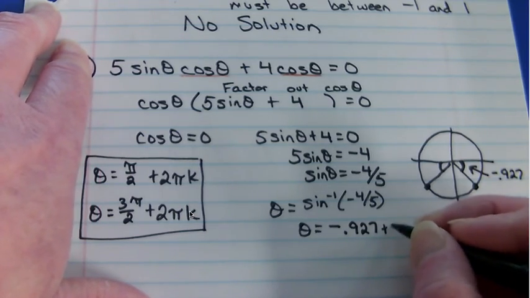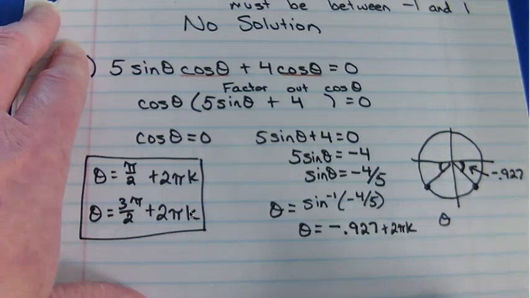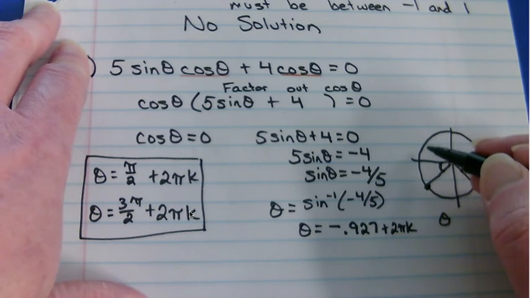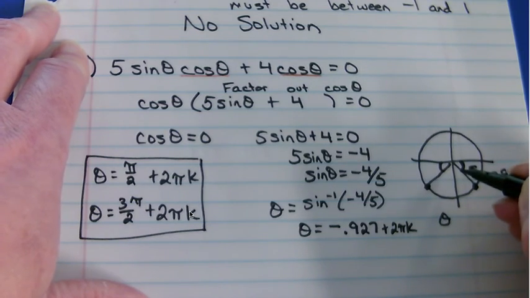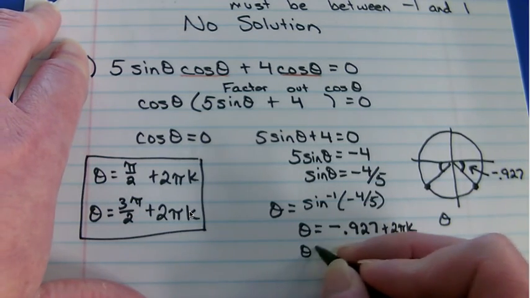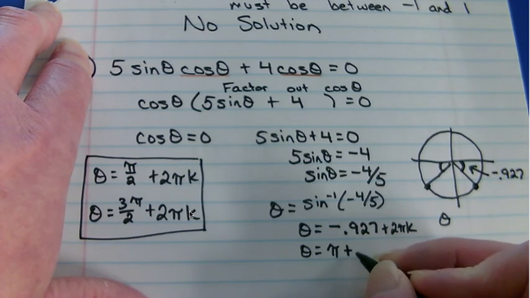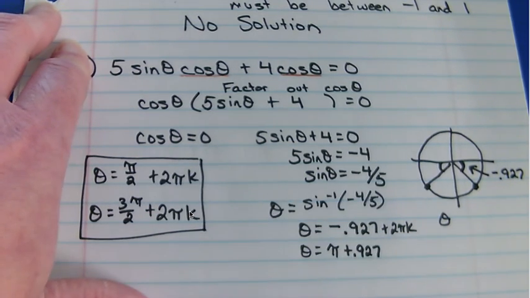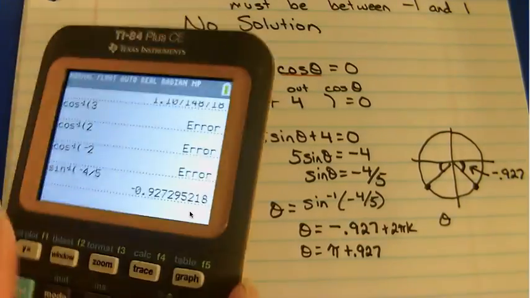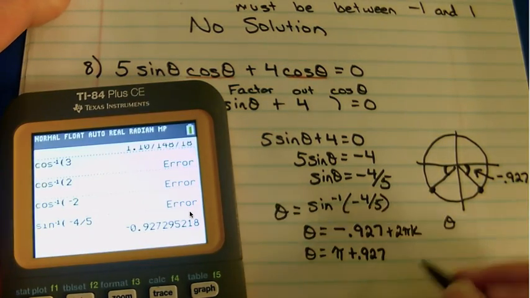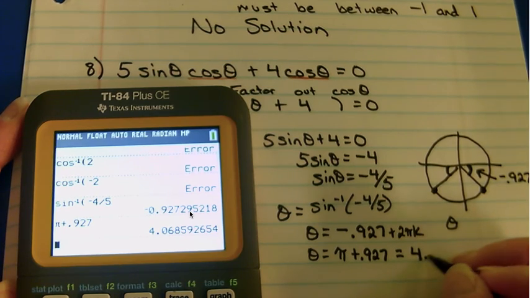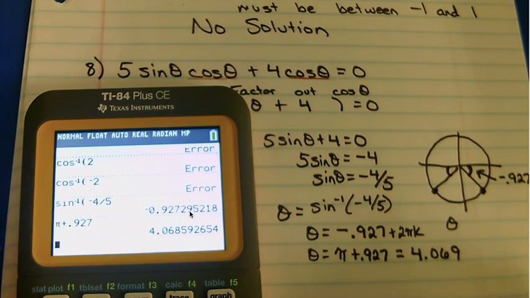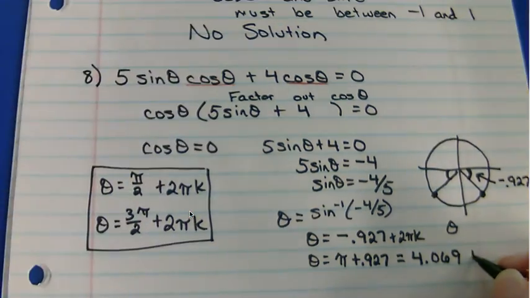To find this one, it's past pi a little bit, right? Oh, I forgot my plus 2 pi k, right? If I was going this way, I would go a pi plus how much? How big is that angle? Well, it would be pi plus 0.927. So I'm going to do that in the calculator. So that would be pi plus 0.927, 4.069, basically, plus 2 pi k.